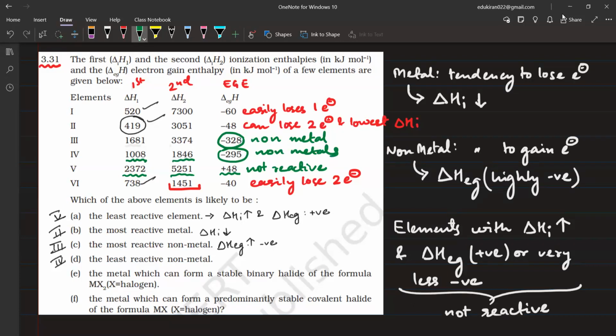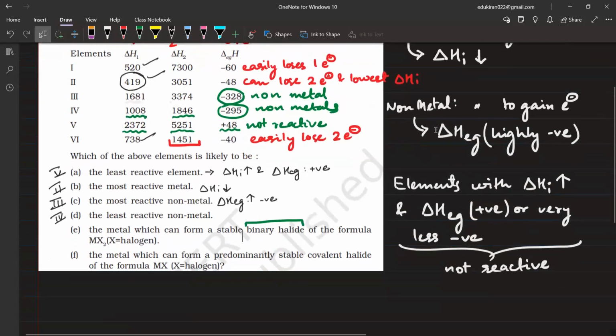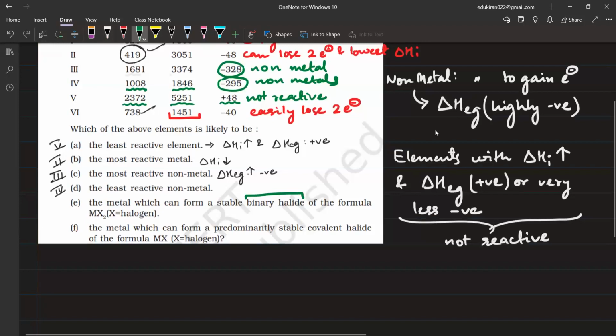Now this is interesting. Metal which can form stable binary halide with the formula MX2. Now please see. Yesterday we did some exercise on writing the formula of a compound. So if something is MX2, that means M's valency should be 2 and the valency of X is always 1 because halogen has the valency 1, and then only they can make a formula which is equal to MX2. That means they're asking for a metal whose valency is +2 or which is easily losing 2 electrons. So which is that one? This is the sixth one, which easily loses 2 electrons.